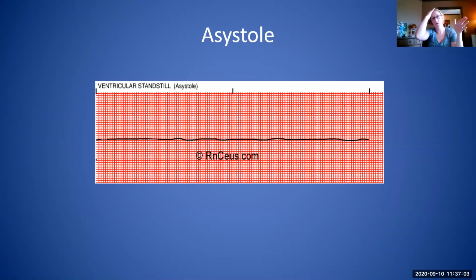What we are going to do is CPR. CPR, CPR. That's about the extent of what we can do. And epi. So your epi is still going to be your drug of choice for any pulseless rhythm, including asystole.